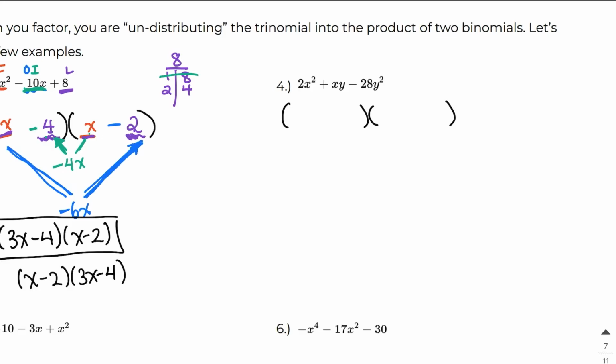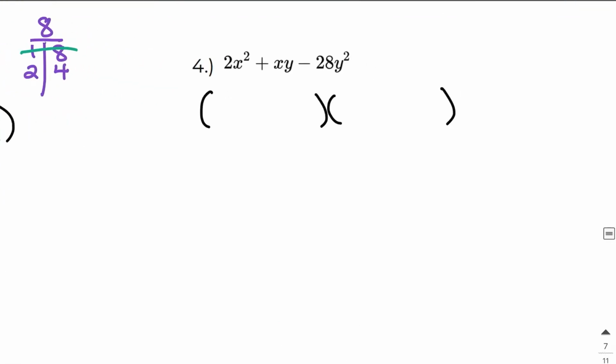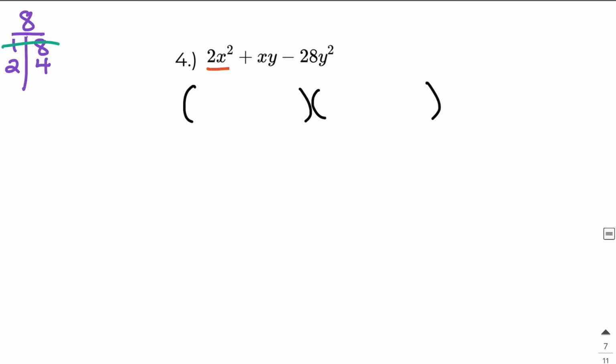So again, for this right here, for number 4, we know that the first would be 2x squared. So we know that if I multiply the first term here and the first term here, I'll get 2x squared. 2 is nice because it's prime, so my only option is just 2 times 1, but it's 2x times 1x, okay? All right, and then we also know that our last right here would have to be negative 28y squared. Again, I'm not going to worry about the signs for right now.